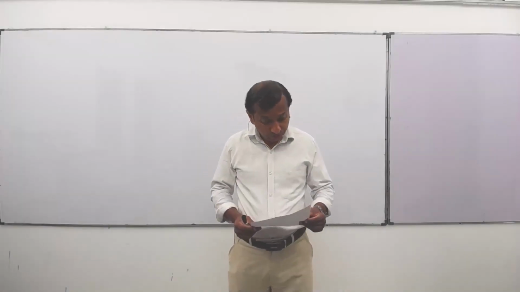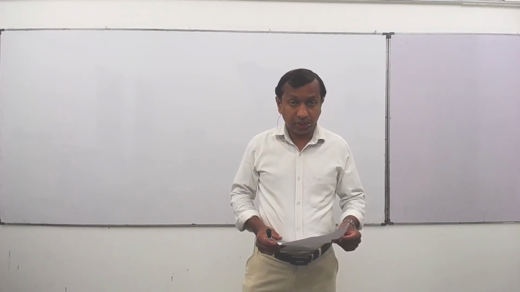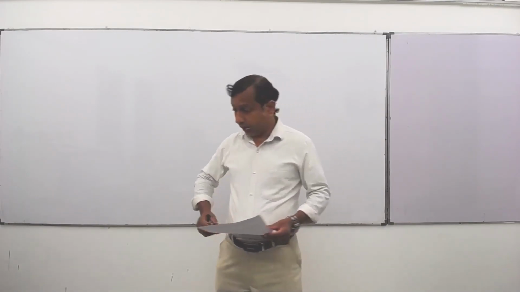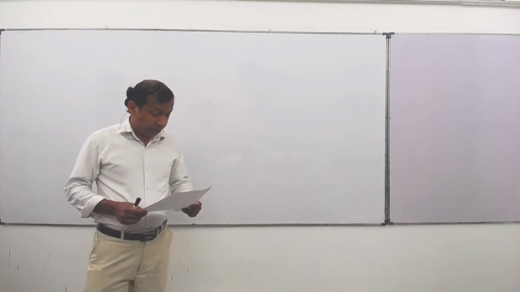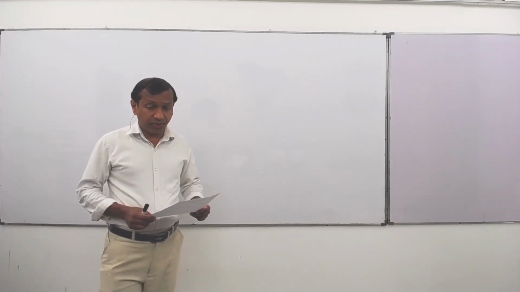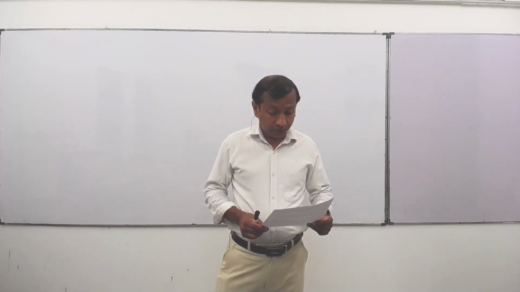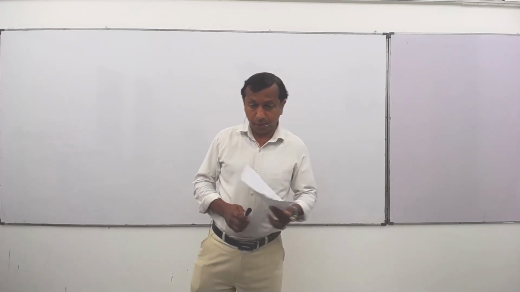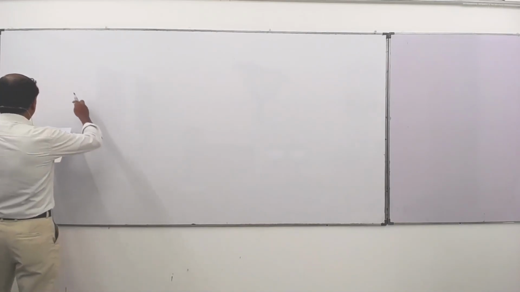We are supposed to discuss paper number 7, right? It's the first question. Find real values of x satisfying the inequality x squared minus 1 greater than or equal to mod x plus 1. Right. Now, number 1.